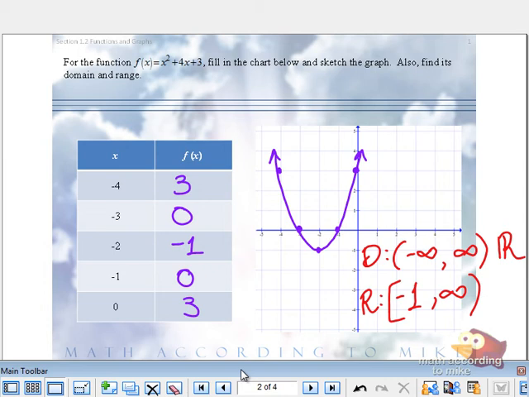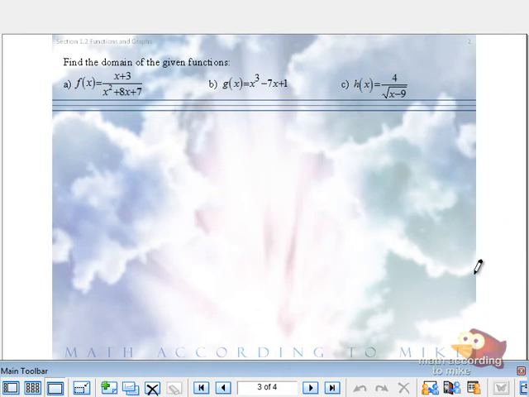Let's try some examples of finding the domain algebraically. Find the domain of the given functions. The first one is f of x equals x plus 3 over x squared plus 8x plus 7.